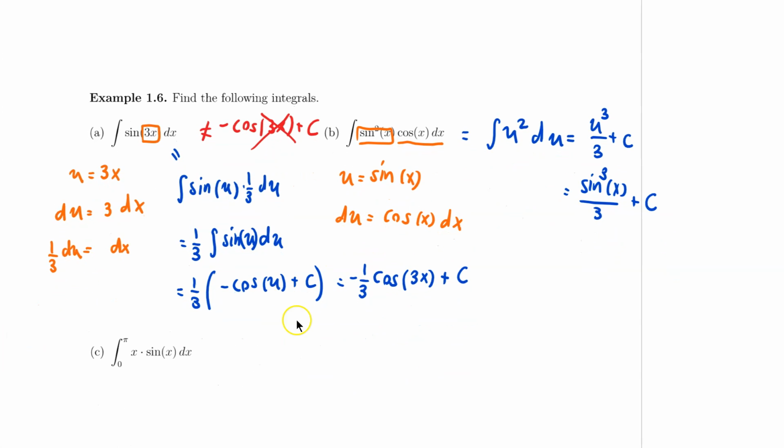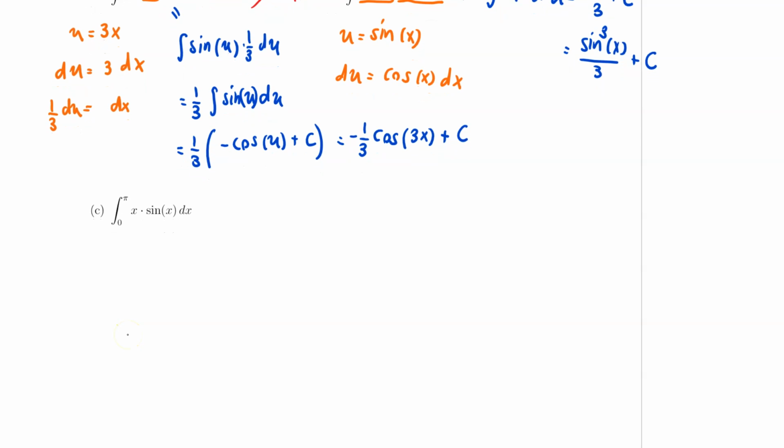So let's do part C. I'd like to integrate x times sine of x dx from 0 to pi. Now, if I try to find the integral of x times sine of x dx, the u substitution is not going to work here, because if I let u equal x, then it will not do anything. Or if I let u equal sine of x, then my du is going to be cosine of x dx, and I'm not seeing cosine of x in this integral here, and that is not easy to make happen. So I'm going to have to try integration by parts.